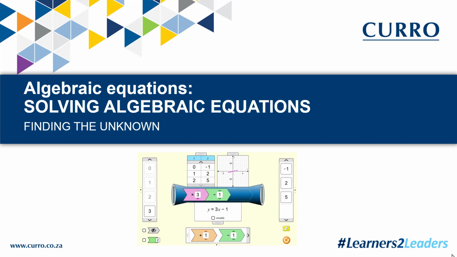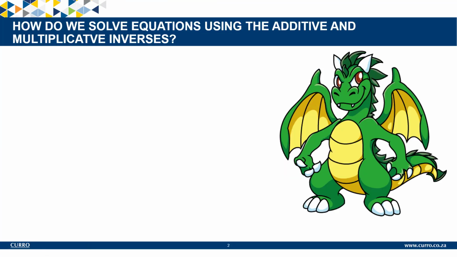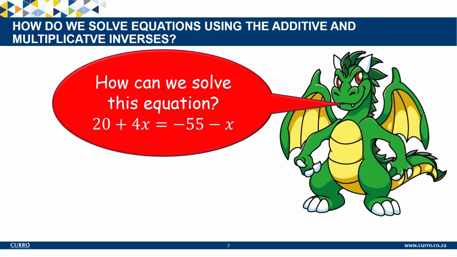In this lesson, we are solving algebraic equations. In other words, we are finding the unknown or the input variable. So how do we solve equations using the additive and multiplicative inverses? How can we solve this equation? It's not so easy to use a flow diagram, is it? Because there are x's on both sides of the equal sign.